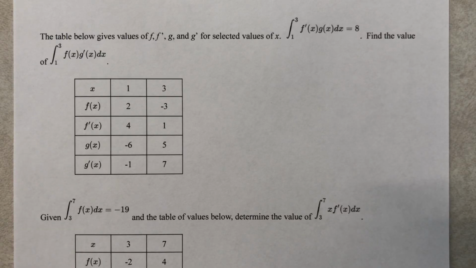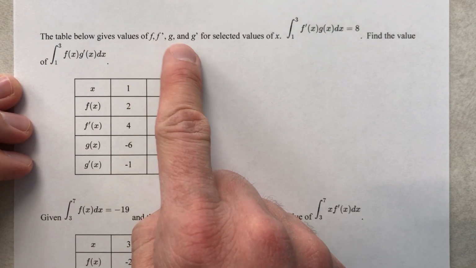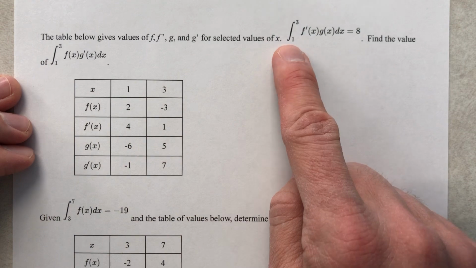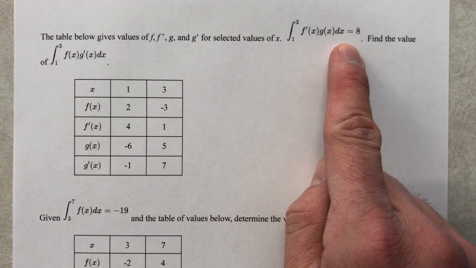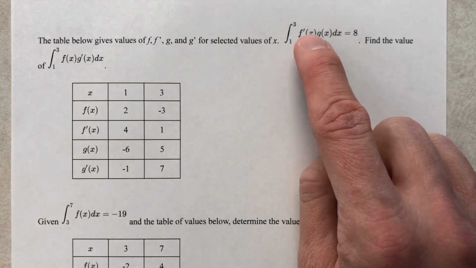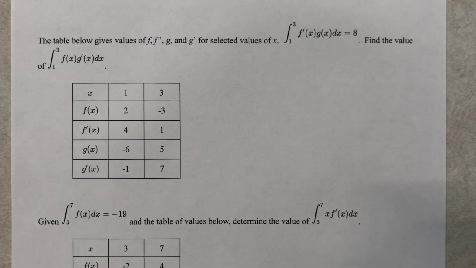Okay, this one can seem overwhelming, so let's just read through it carefully. The table below gives values of f prime, g, and g prime for selected values of x, specifically 1 and 3. And then they give us this that looks overwhelming, but it equals 8. And then find the value of this. Now, upon examination, we'll realize that this is f prime g, this is f g prime. Okay, sounds product rule-ish. It is.